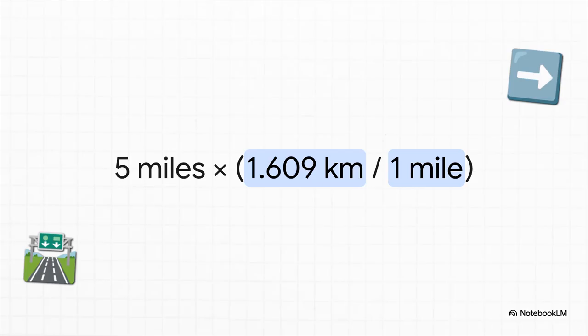That was easy, right? Let's do it again with our road trip problem. Let's say we're 5 miles away from the next exit. How many kilometers is that? We follow the exact same steps. We take our 5 miles and multiply it by the unit rate, which is 1.609 kilometers per mile. And just like before, the miles unit is on top and on the bottom, so they just cancel each other out. And what are we left with? Kilometers. A quick calculation and we get our answer, 8.045. So, 5 miles is just a little over 8 kilometers. That roadside problem is solved in seconds. The key works every time.